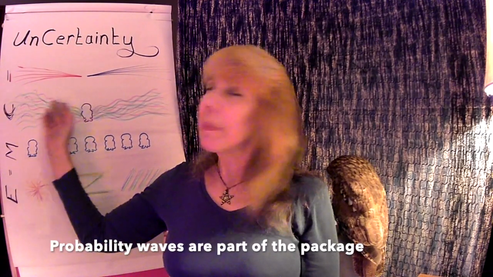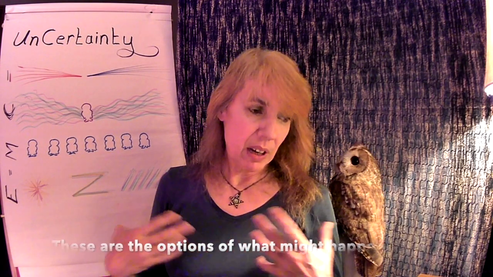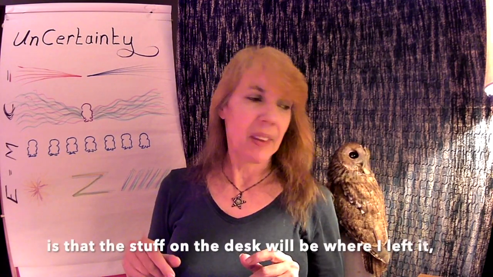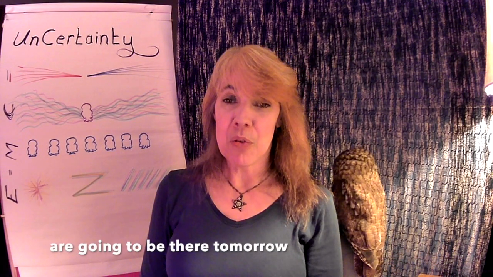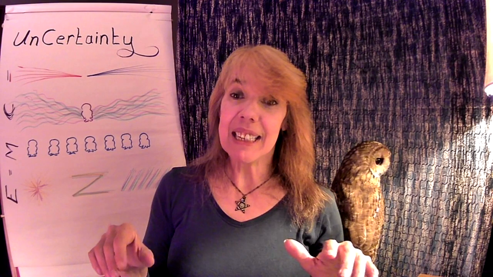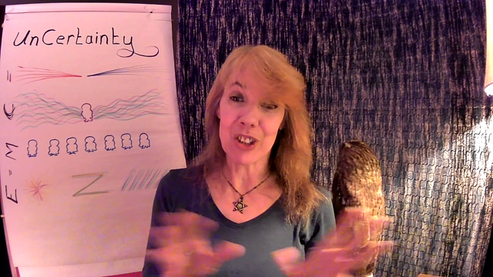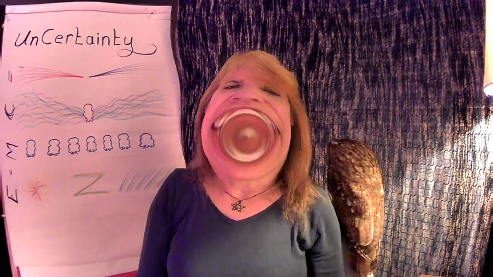You have probability waves in existence in the quantum world. These are the options of what might happen. Now, the most likely option for me as the observer of my immediate surroundings is that the things that I see on the desk in front of me are going to be there tomorrow when I come back to sit down at the desk. That's what I expect. There is a level of uncertainty, there is a wobble in the quantum matrix that says that all these things might possibly vanish into another dimension completely and not be here tomorrow. But that is unlikely. The probability is that everything will be exactly where I left it.